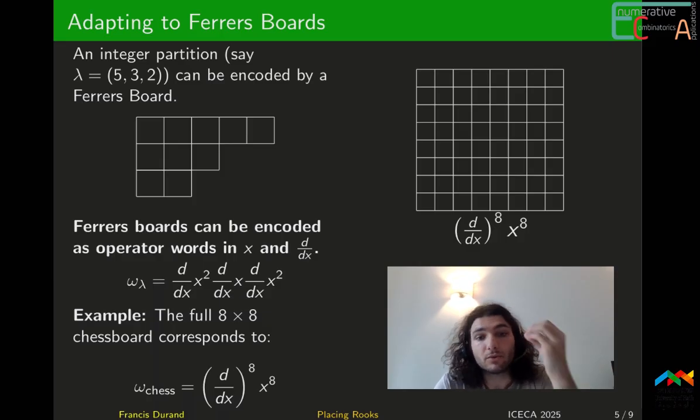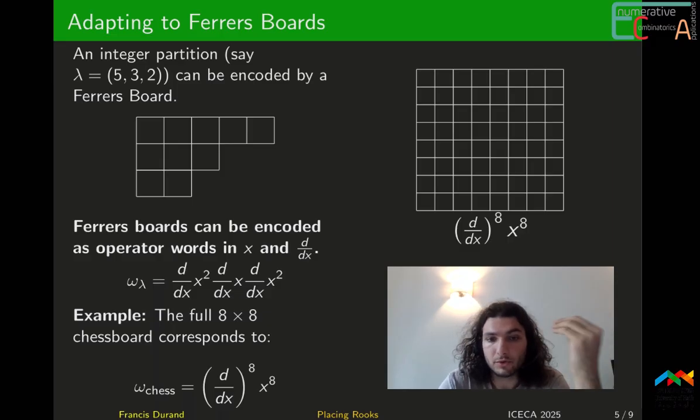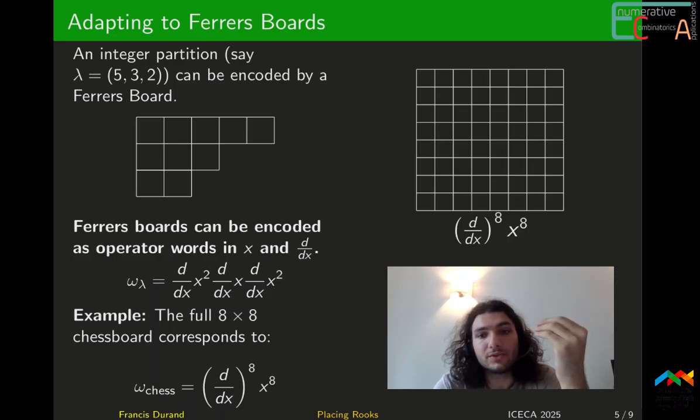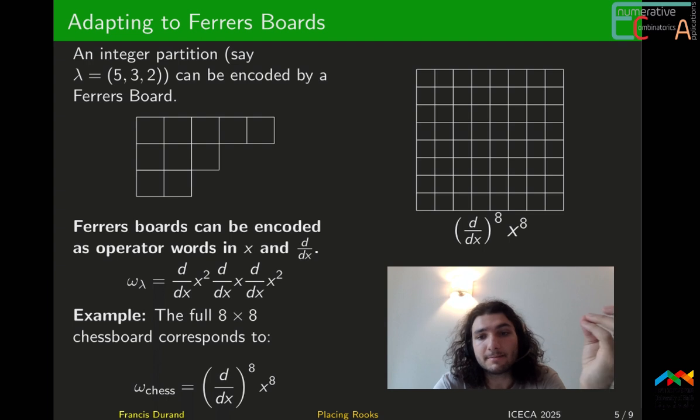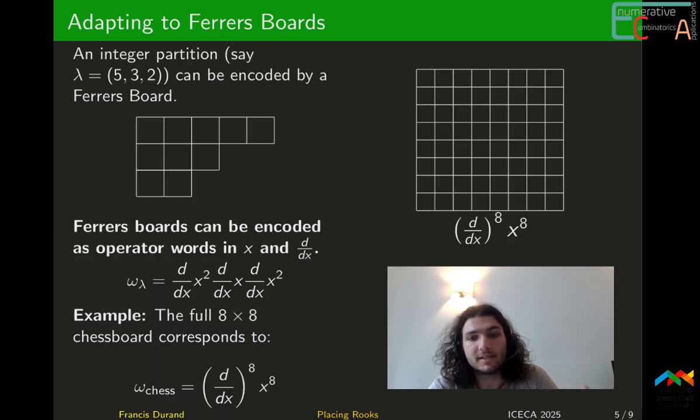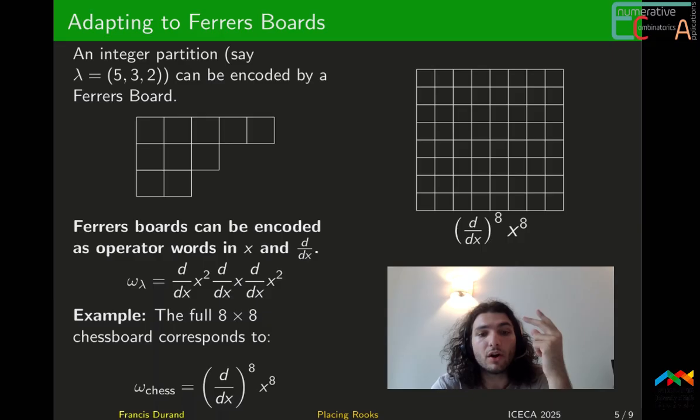There is an important combinatorial structure, the Ferrers board, that encodes integer partitions. A Ferrers board is a board consisting of successive lines, each with as many tiles as the previous. The Ferrers board here represents the integer partition 5, 3, 2, as there are 5 columns in the first line, 3 in the second, and 2 on the last line.